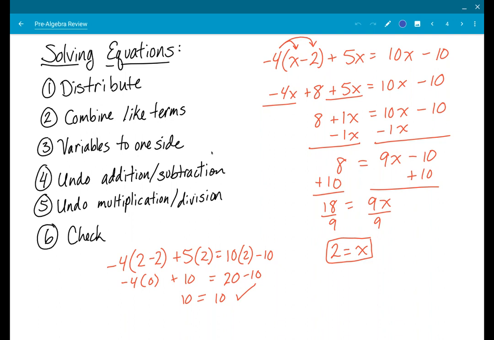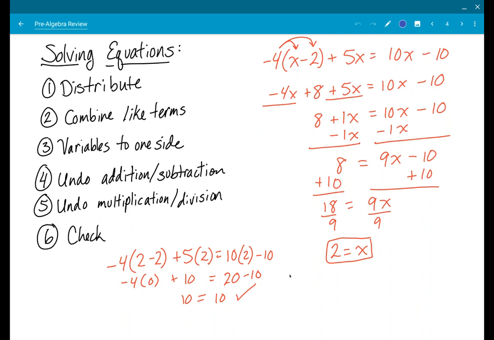Next, I'm going to undo addition or subtraction. I'm looking on the side that has the x, and I notice we have subtracting 10. That's the first thing I'm going to undo. And then last, I have 9 times x. Even though there's not a times symbol, it means multiplication. So I'm going to do the opposite, which is division.